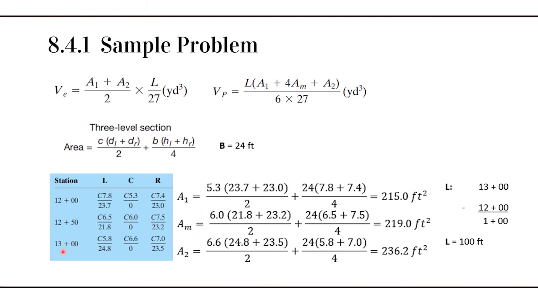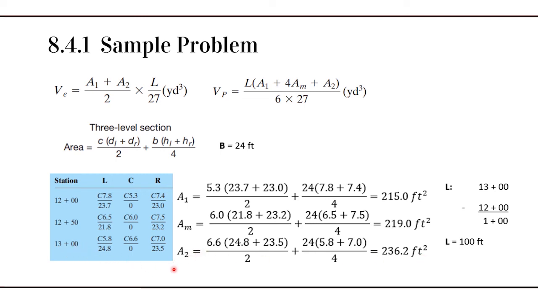So station 12 plus 50, area of midsection, is equal to center 6.0 times distance left 21.8 plus distance right 23.2 all over 2, plus base 24 times height left 6.5 plus height right 7.5 all over 4, and we solve it, we have 219 square feet.